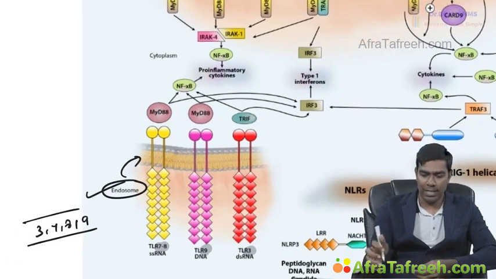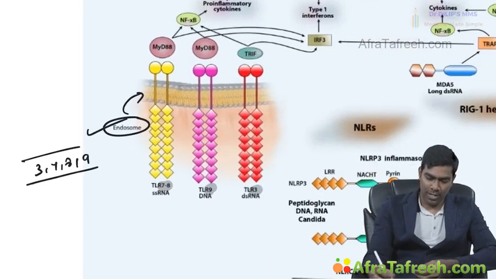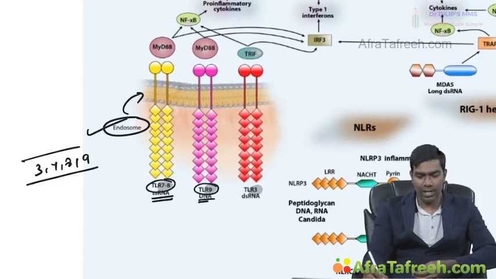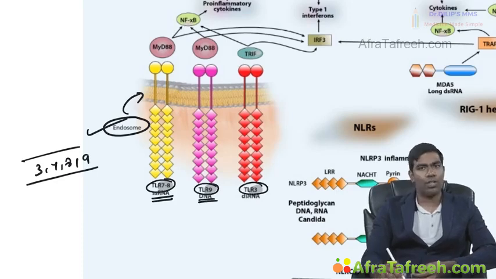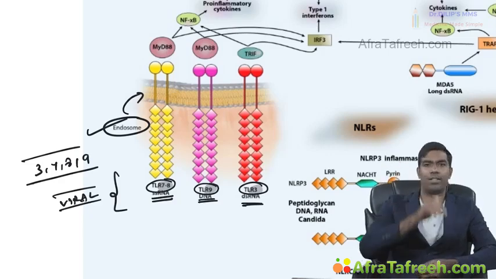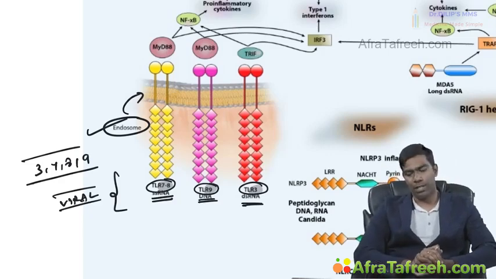And the moment you come into the endosome, you can see what the ligand is for the TLR 7-8 complex. It's single-stranded RNA. What is the ligand for TLR 9? It's DNA. What is the ligand for TLR 3? It is double-stranded RNA. All these sense viral components. That is the reason why they are present inside the cell most of the time, near the endosome.